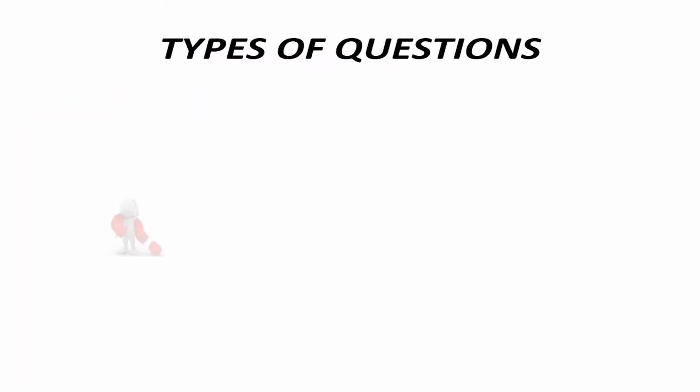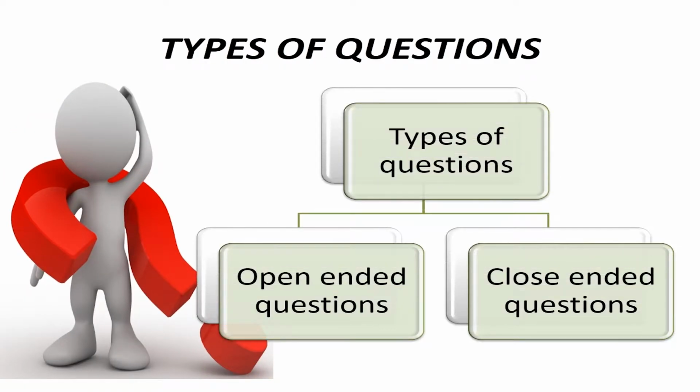There are different types of questions, but primarily questions can be divided into two categories. That is, the open-ended questions and the close-ended questions. A qualitative researcher uses open-ended questions, whereas a quantitative researcher mainly goes for close-ended questions. This is because close-ended questions can be scored objectively and statistical analysis is possible.